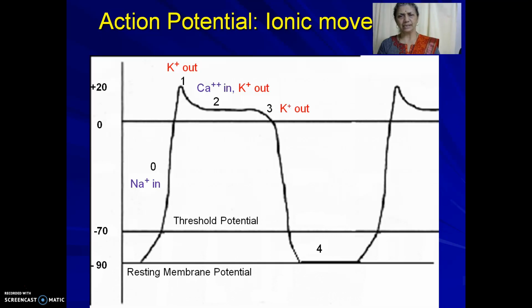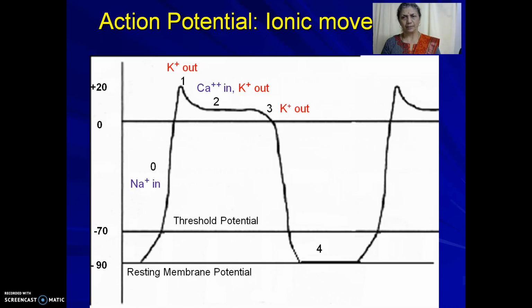How many times is this happening? For example, in our heart, sodium is going in, calcium is going in, and potassium is going out as a part of this action potential pattern. This happens at least 72 times per minute, even during rest, because that's our heart rate on an average.